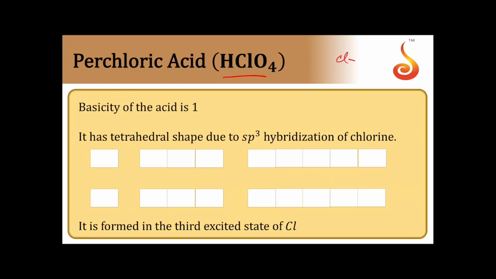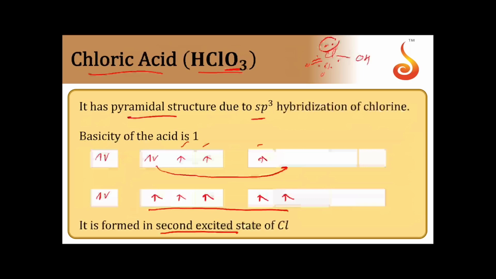So Cl always has one OH group. Remaining all must be doubly bonded oxygen atoms, which implies there are no more lone pairs of electrons on it. So 4 bonds are there, hence 4 pairs implies sp3 hybridization. No lone pairs, therefore it is going to be a perfect tetrahedral structure. If you see the previous structure, it was the second excited state.